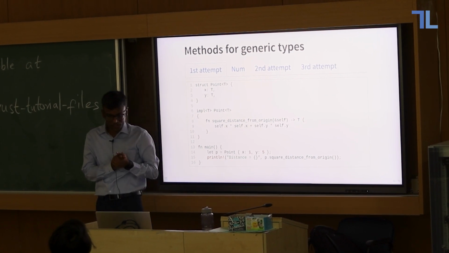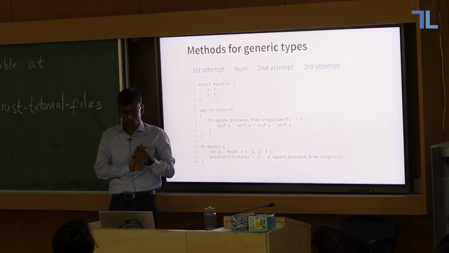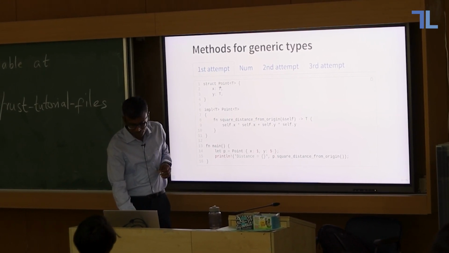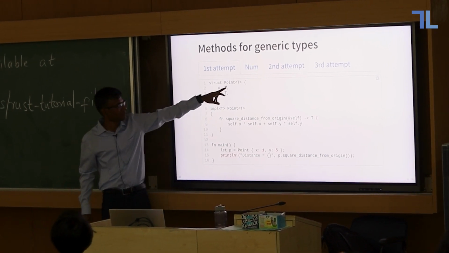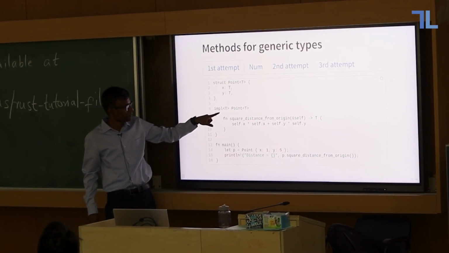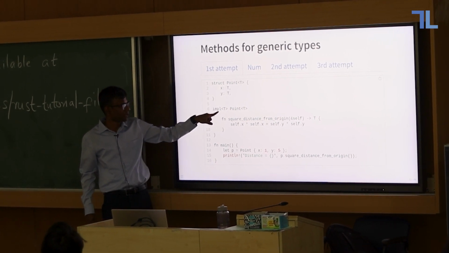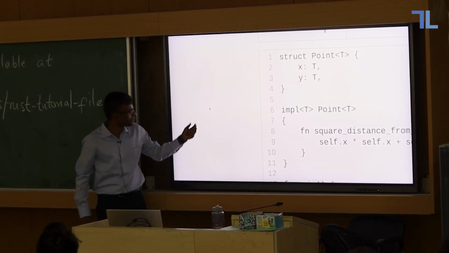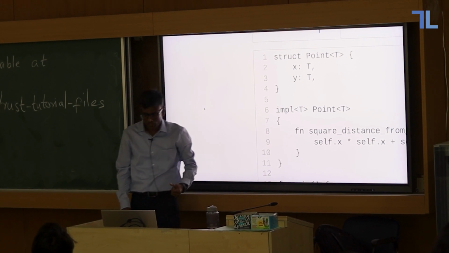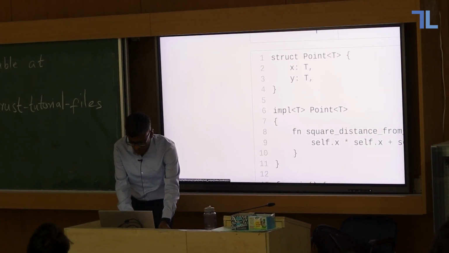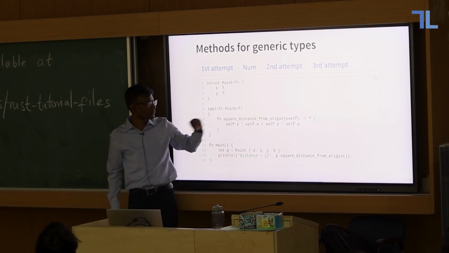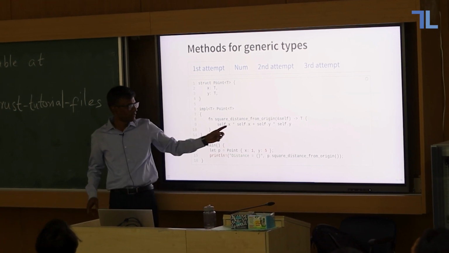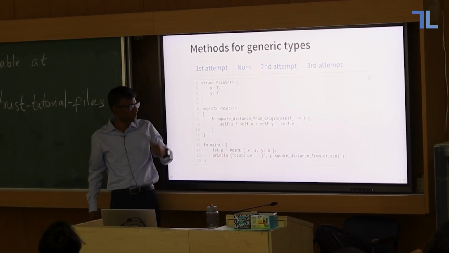So let's try to make this work. Here's the first attempt. I want to do square distance. What I'm doing is defining a point. It is a generic type. There is a type parameter there. Then I'm implementing a method which should work for any type parameter. Now the implementation syntax slightly changes. I have to specify the angle brackets t after the implementation. Then I say that square distance from origin is a method, so it takes self as an input. Self.x squared plus self.y squared, that is the square distance from the origin.